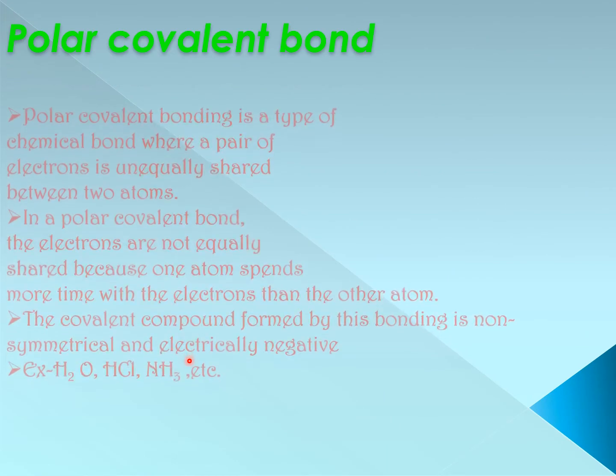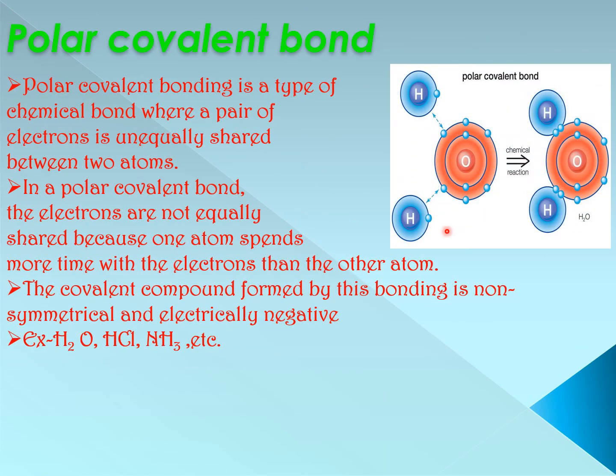What is a polar covalent bond? Compounds are said to be polar when a shared pair of electrons is not at equal distance between the two atoms. If they are not at equal distance between the two atoms, then such a compound is called a polar covalent compound. For example, hydrogen chloride, water, etc.